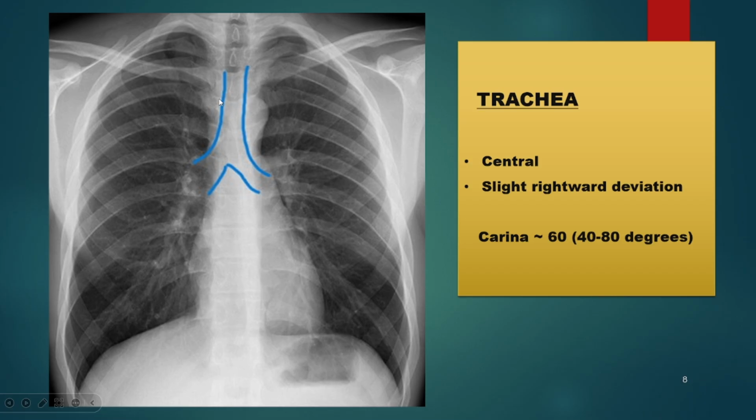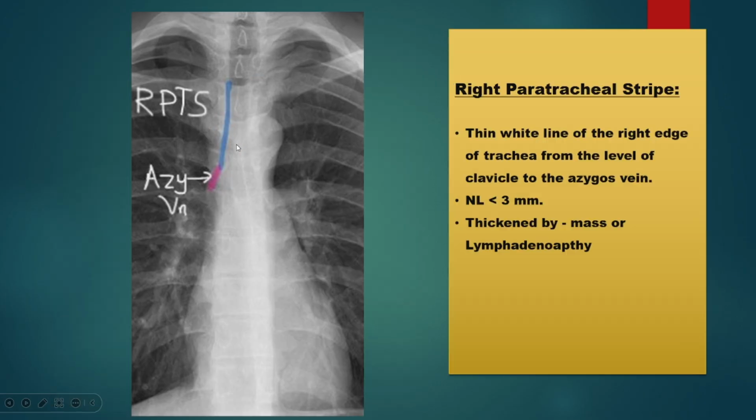And there is a thin white line delineated by the gas on either side. That is called the right paratracheal stripe, extending from the clavicle to the azygos vein. It is usually less than 3 mm and can be thickened by adjacent pathology like lymphadenopathy or mass.